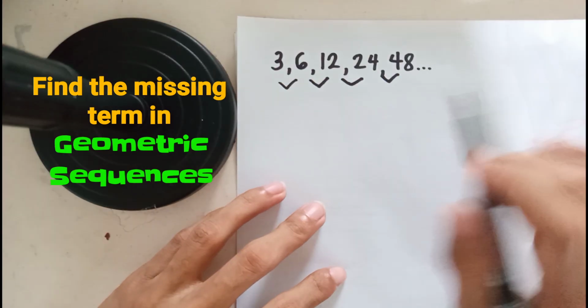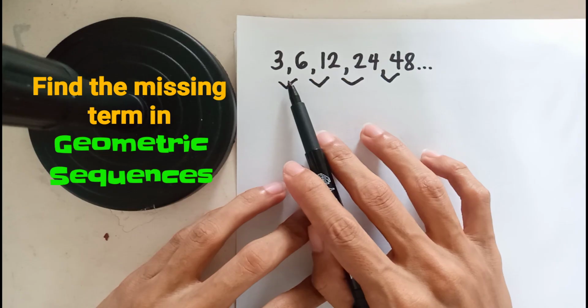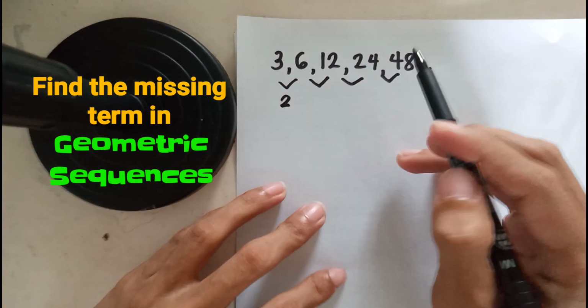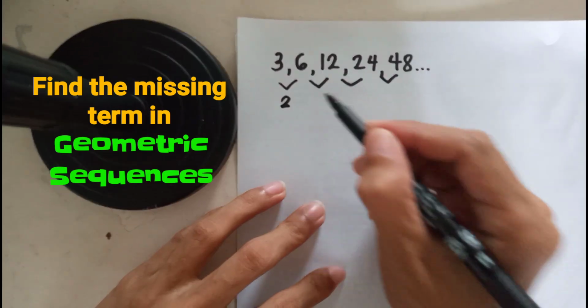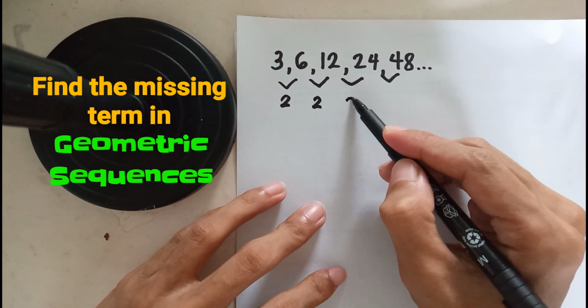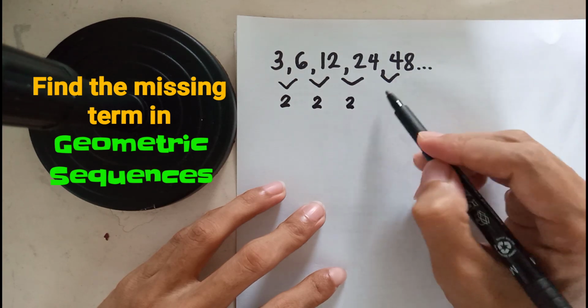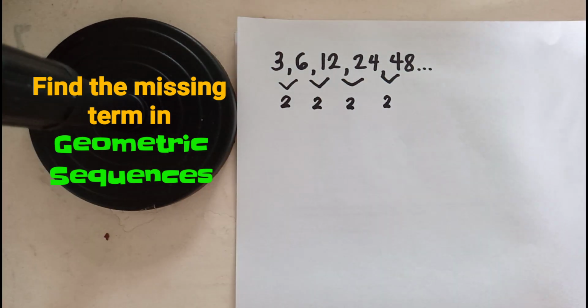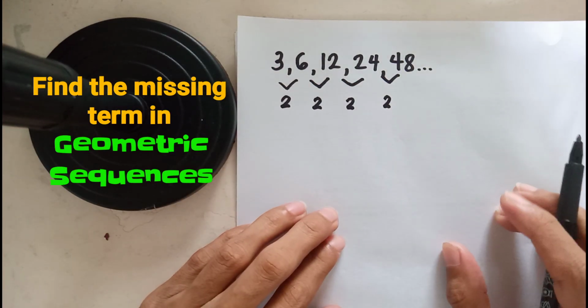Like for example, I pick 6, the second term. I'll divide it to the first term. 6 divided by 3 is 2. Okay? 12 divided by 6 is 2. 24 divided by 12, again, it's 2. 48 divided by 24, still 2. If the quotient is always the same, therefore, it is a geometric sequence.